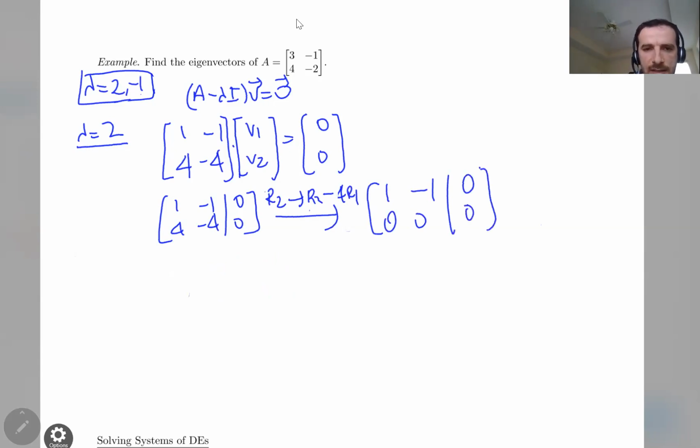Now what I can say here is v1 minus v2 is equal to 0, right? Then that's the only thing I have. There's nothing coming from the second row. So which implies that v1 is equal to v2, right? So here v2 is the free variable, right? v1 is depending on v2, but v2 is not depending on anything. So v2 is the free variable.